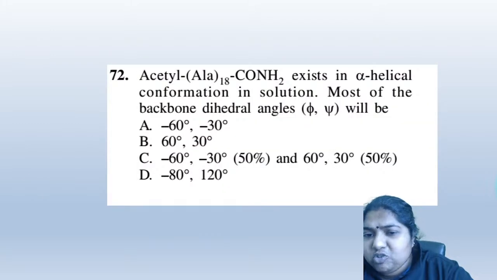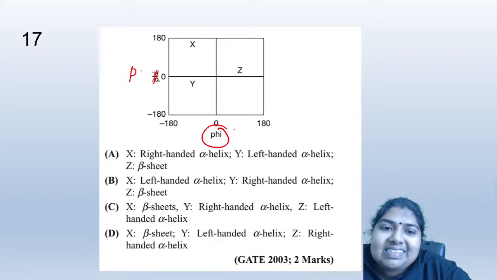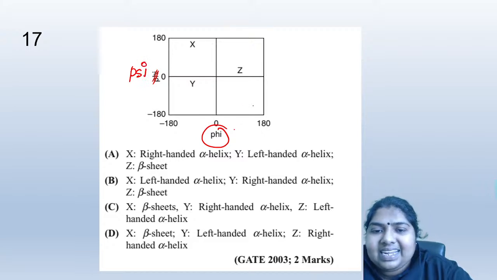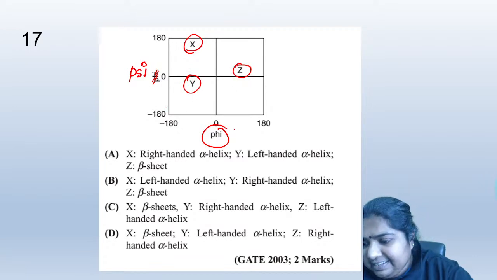Alright, so like this you have several questions to do with, and this will be our final question of the day. Okay, right. So this is the phi angle and this is going to be your psi angle. Now you are going to find what is x, what is y and what is z. Make it fast. Yes, Amrita. Make it fast everybody. What is x, y and z?